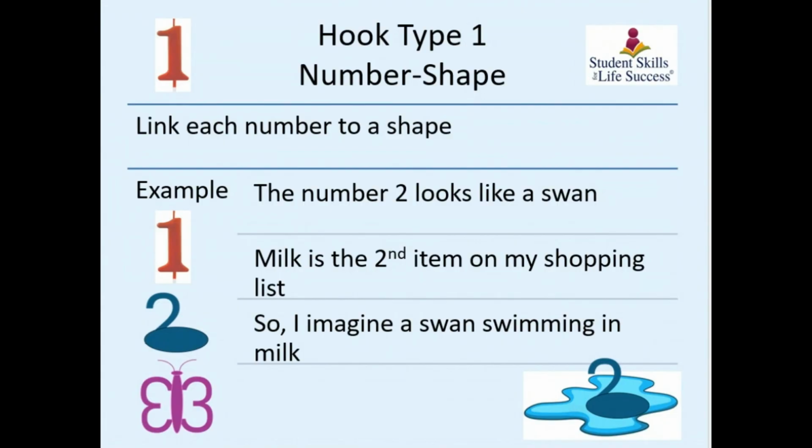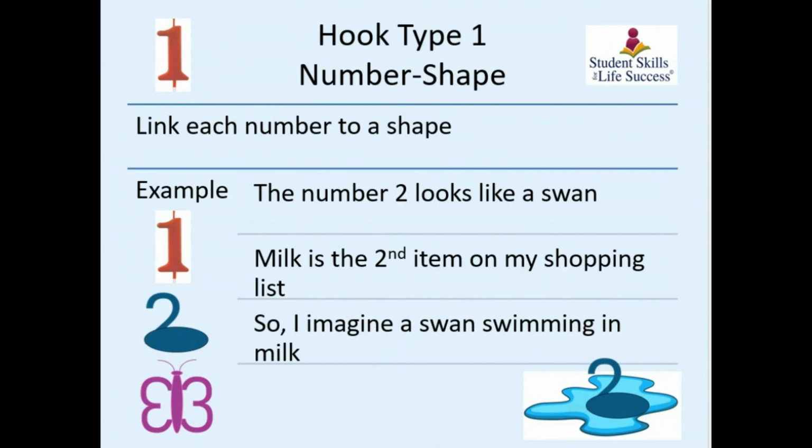A 4 looks like a sailboat. A 5 could look like a snake. A 6 could look like a golf club. And so you can continue. But don't limit yourself to the things that I've said now. Find shapes that you can associate with the number.